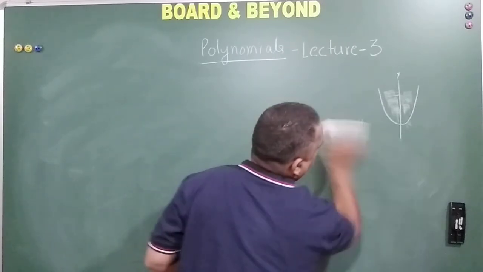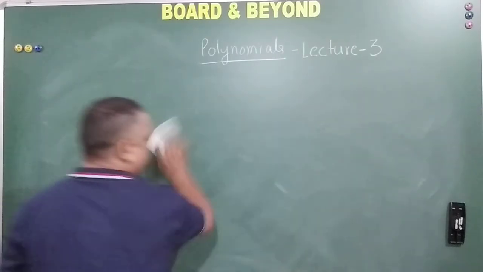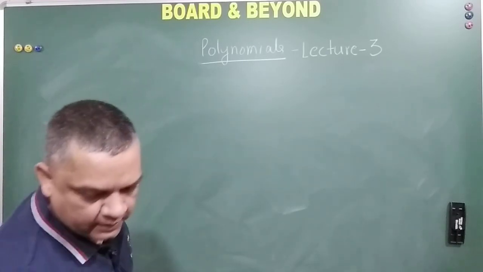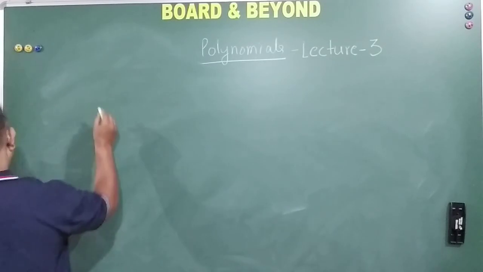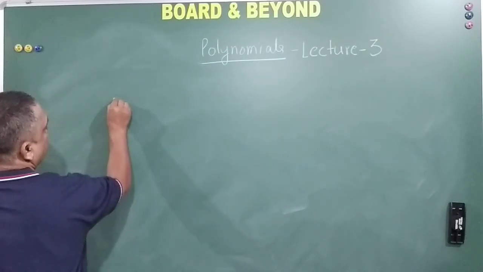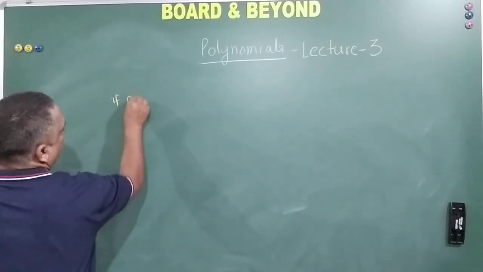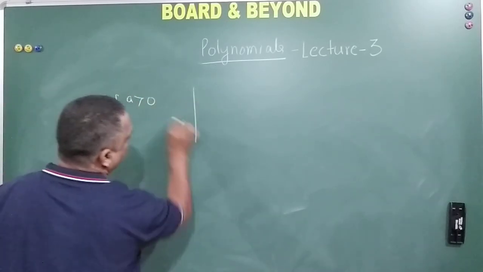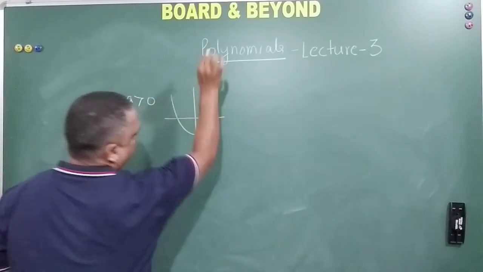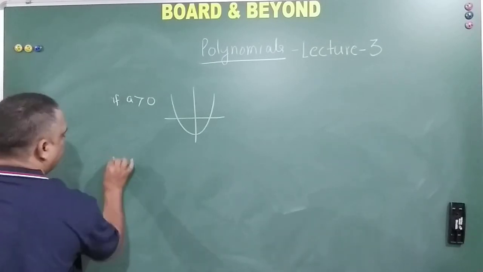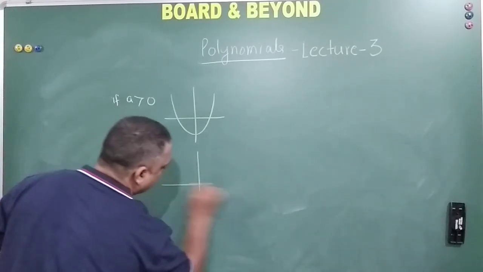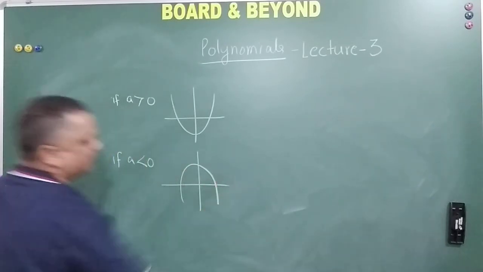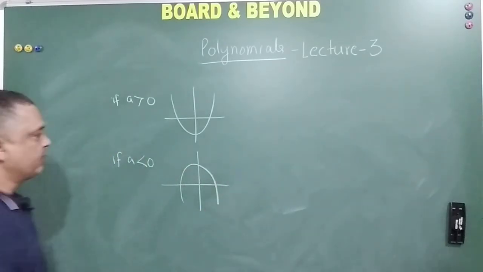Now I was just telling you that if a, that is the coefficient of x square, is greater than 0, if a is greater than 0, you get a parabola of this shape. If a is less than 0, you get an inverted parabola of this shape. Right? You are getting my points?